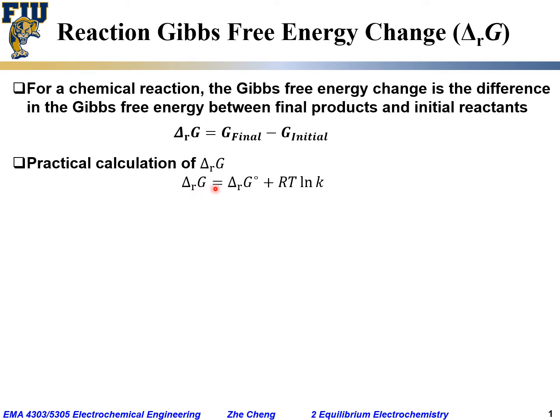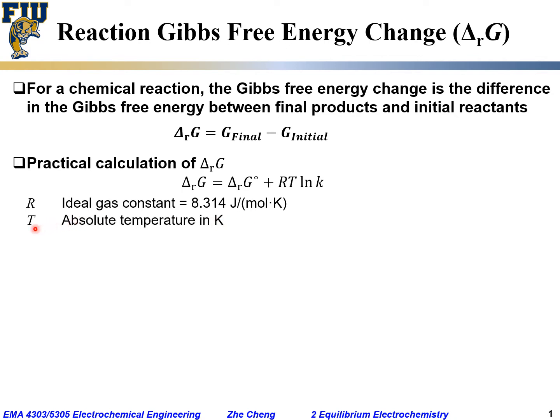Delta RG, the reaction Gibbs free energy change, would be delta RG0, that means reaction Gibbs free energy under standard condition, plus RT times natural log of K constant. This is what hopefully you learned from thermodynamics. R means ideal gas constant, 8.312 joule per mole per Kelvin.